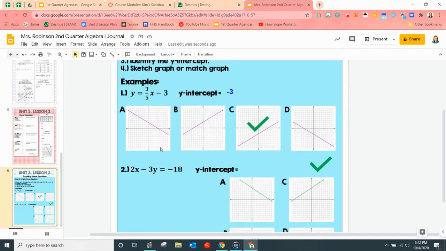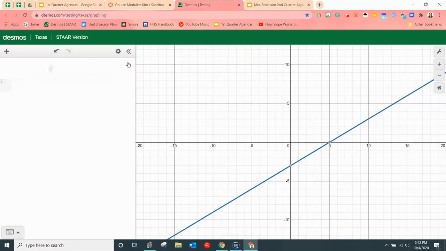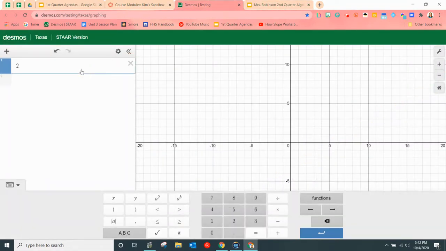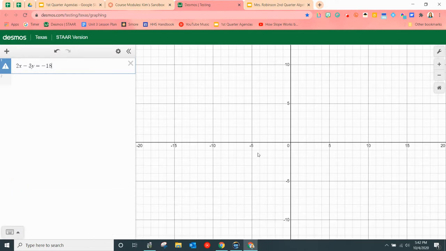Because watch this. Here's my equation. 2x minus 3y equals -18. What is Desmos telling me? I have no picture, and I'm clicking over here, and it says it's disabled. It's not going to graph this.